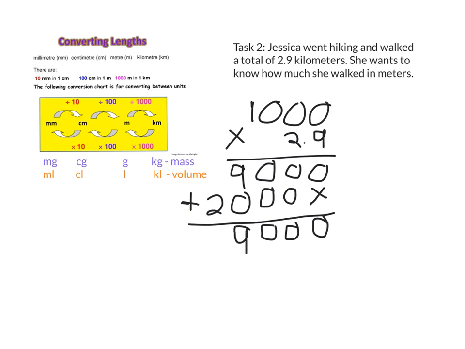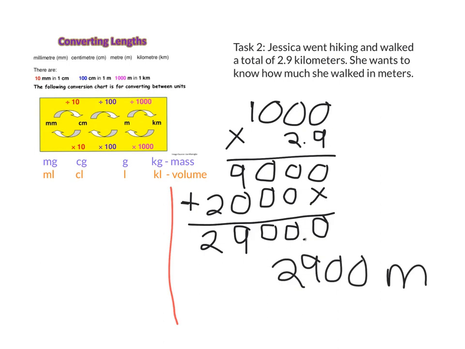0, 9, and 2. Again, if I look at my number, I know that there is one number to the right of the decimal point. So I would have to put my decimal point one number to the right of here. So my decimal would go right over there. So therefore, I would know that Jessica walked a total of 2,900 meters.